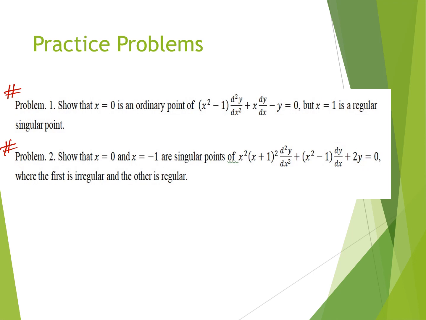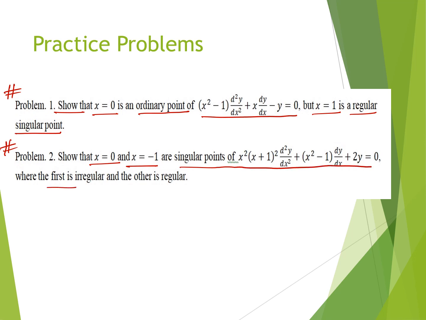The first question is, show that x0 is an ordinary point in this equation, but x1 is a regular singular point. And the second question is, show that x0 and x minus 1 are singular points of this given equation, where the first is irregular and the other is a regular point.